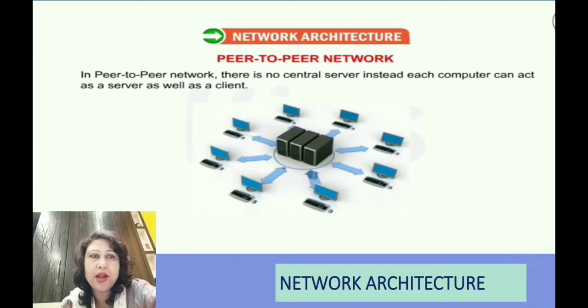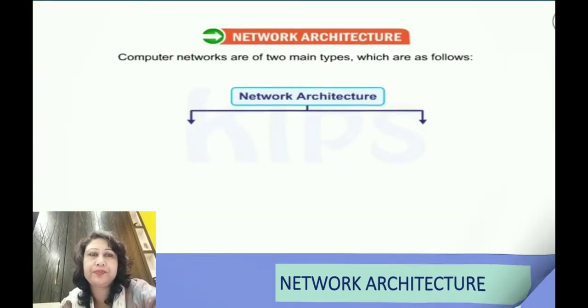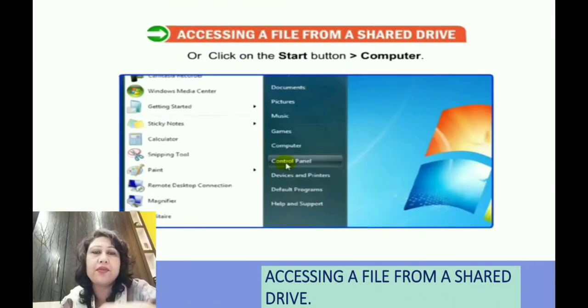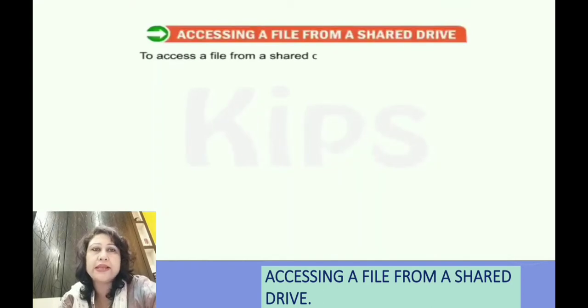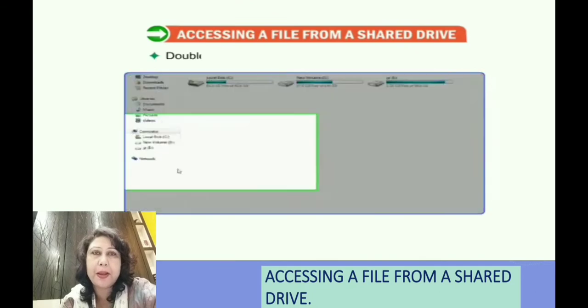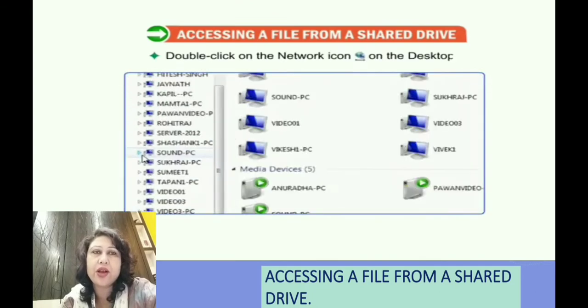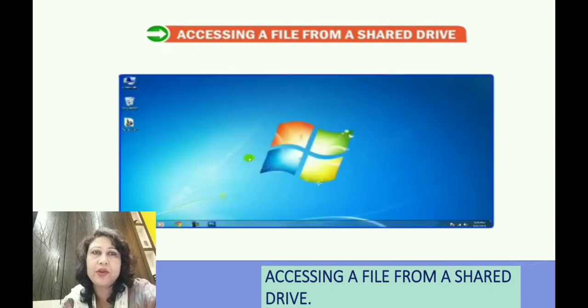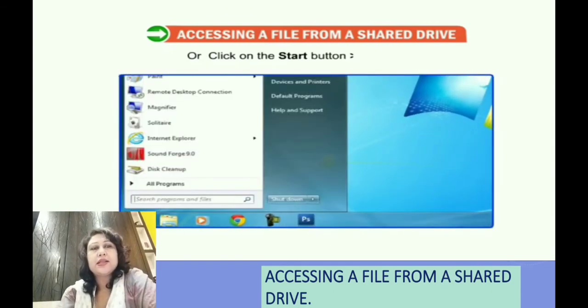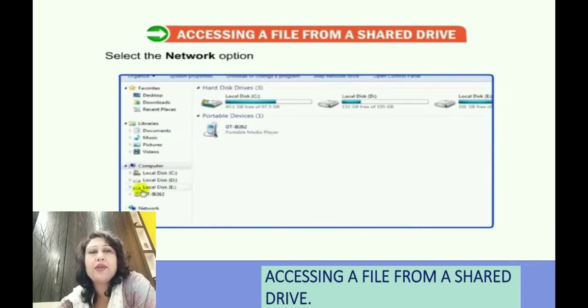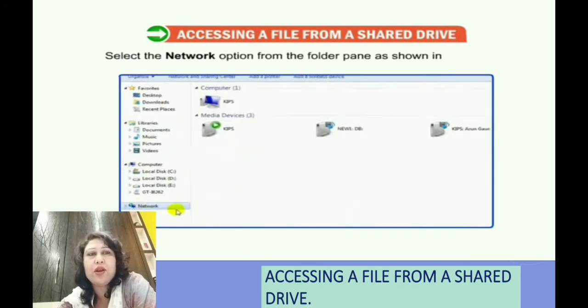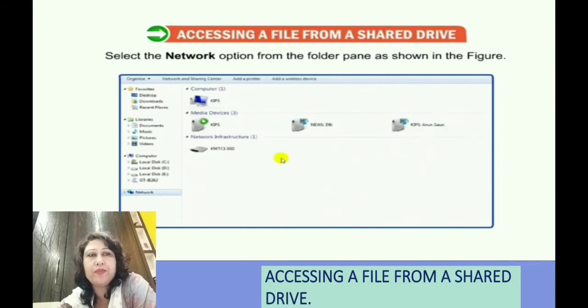Then let's go to our next topic, that is accessing a file from a shared drive. So how do we use a file from a shared drive? To access a file from a shared drive, we need to follow certain steps. We have to double click on the network icon on the desktop, or we can click on the start button, choose computer, and then select the network option from the folder pane as shown on the screen.